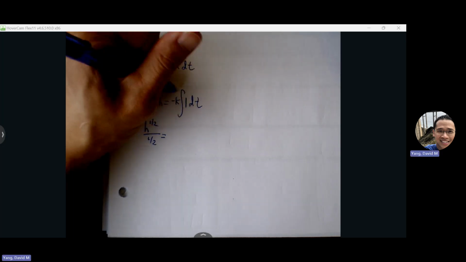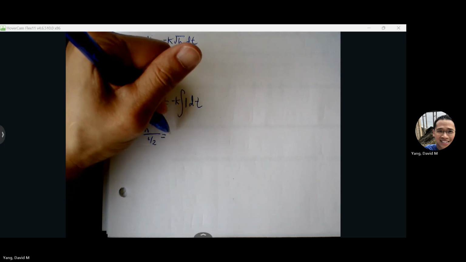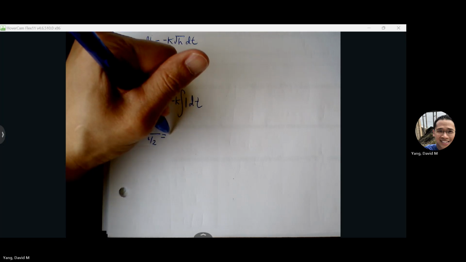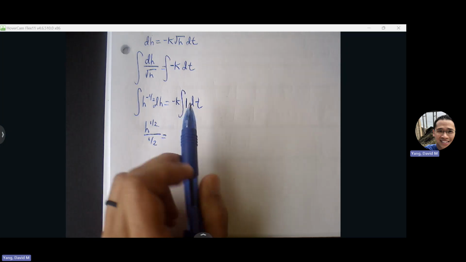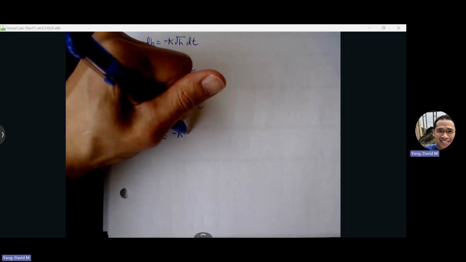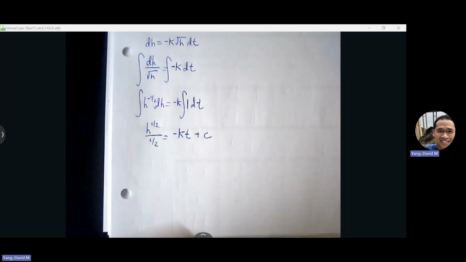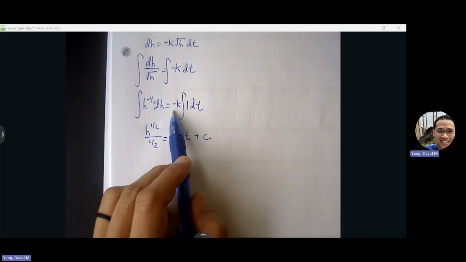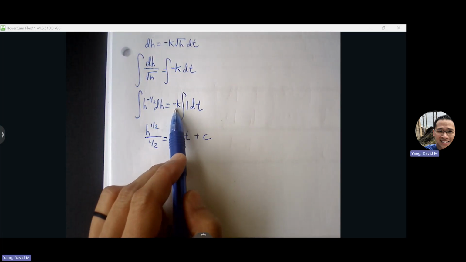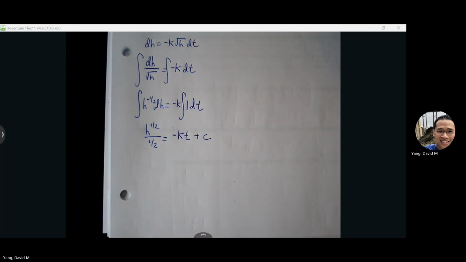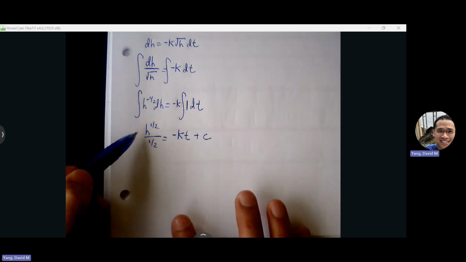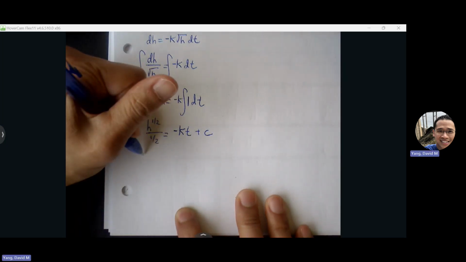What's the result of this going to be? T squared? Not t squared. 1 becomes t. That k stays as k. So it'll be negative kt plus C. Think of the k as just a number, like 3 or 4. It'll just attach itself to the variable. All right, dividing by 1/2 is the same thing as multiplying by 2.